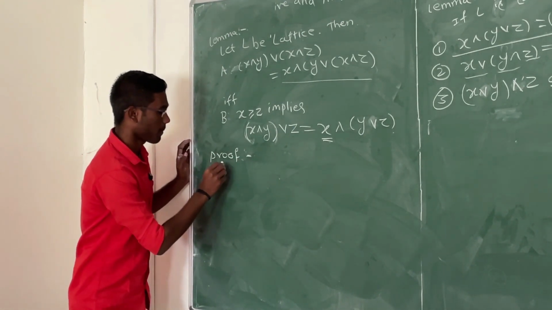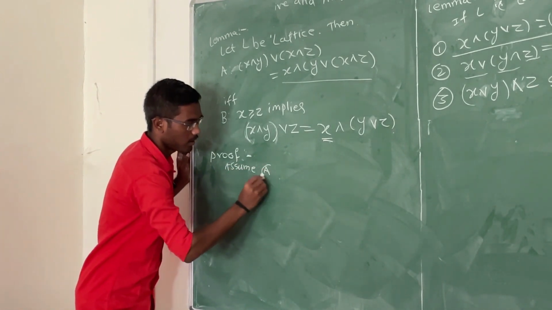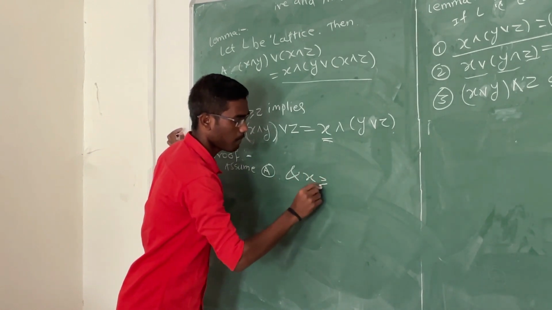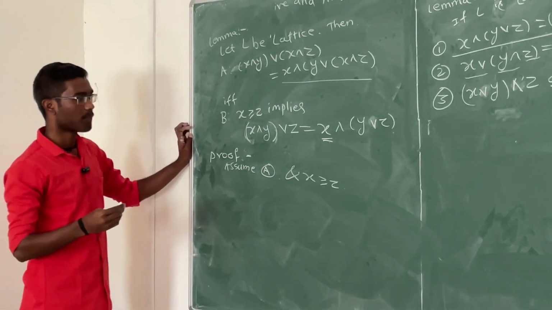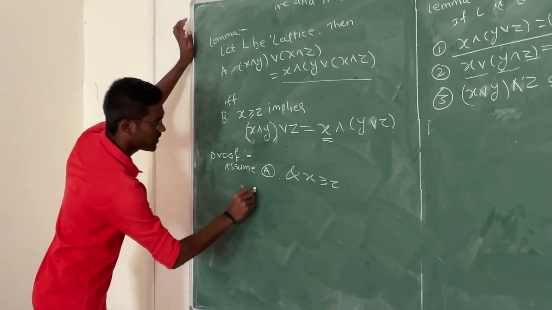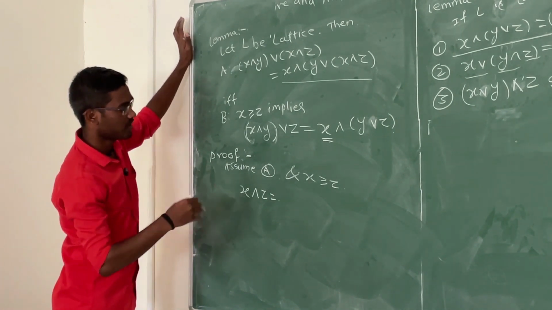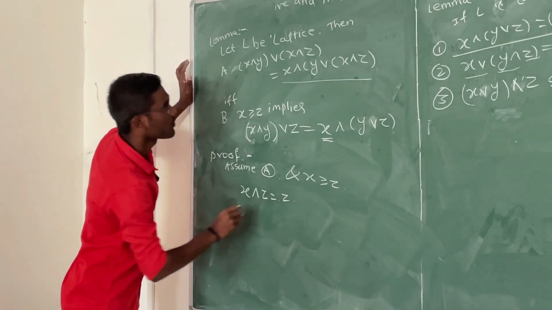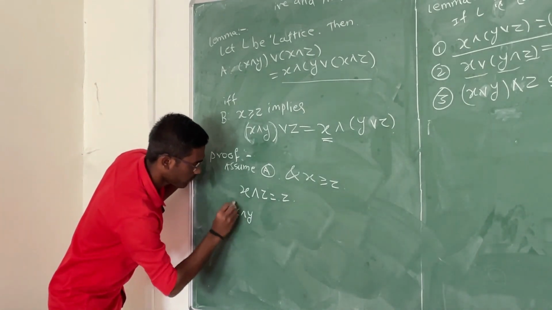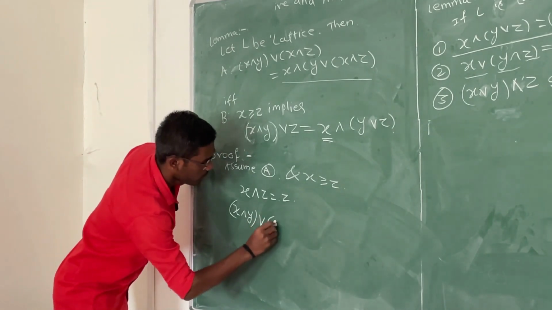Then first one, assume A is true and X is greater than or equal to Z. Then X is greater than or equal to Z, so what is X meet Z? X is greater than X meet Z, which is Z. So by using A, X meet Y join with X meet Z.